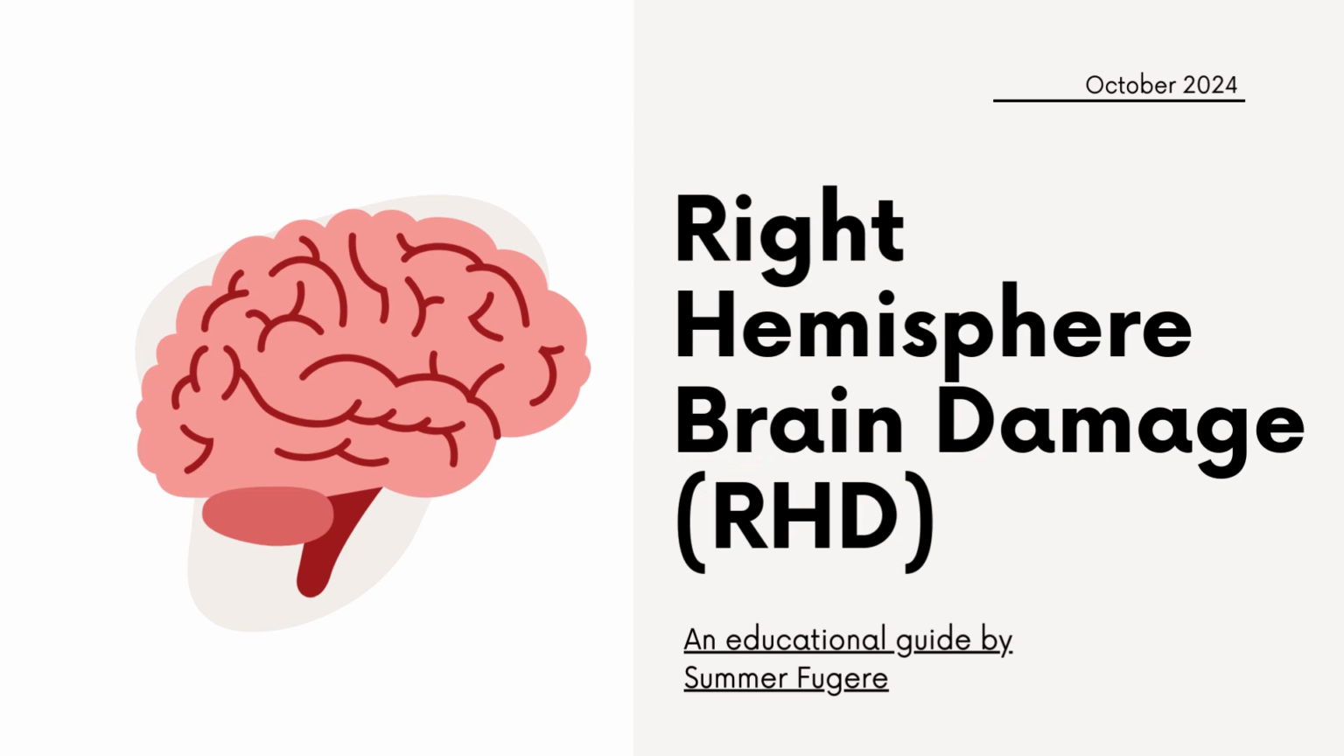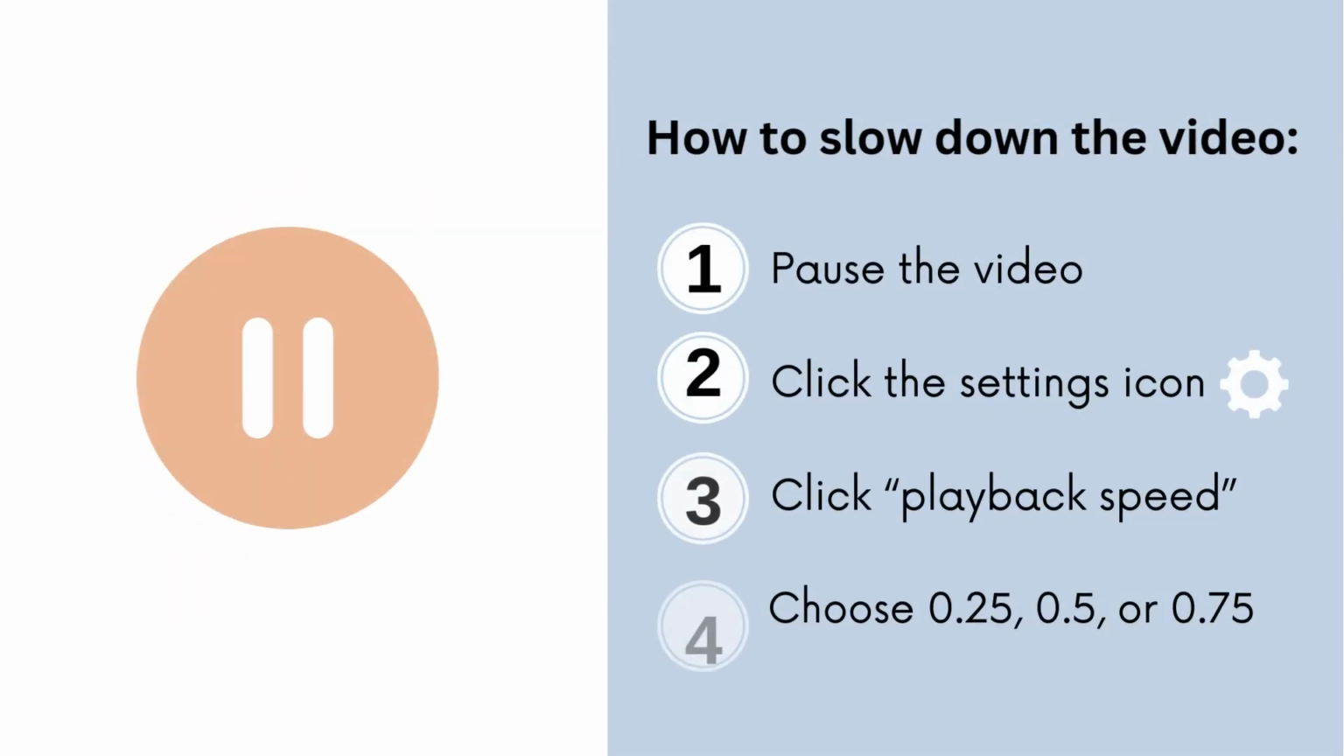So, if you haven't heard about right hemisphere brain damage, RHD, or would like to learn more about it, this video will give you a glimpse into what it is, the impacts it can have, and how to help and communicate with those with right hemisphere brain damage. This video provides a lot of information, so you may want to pause or change the speed of the video. To change the speed, click the settings button, playback speed, and choose your speed.